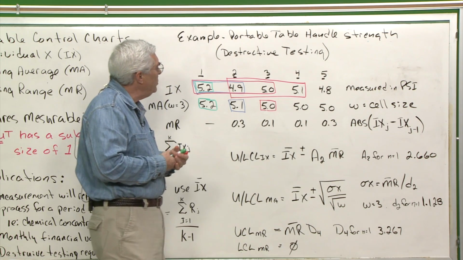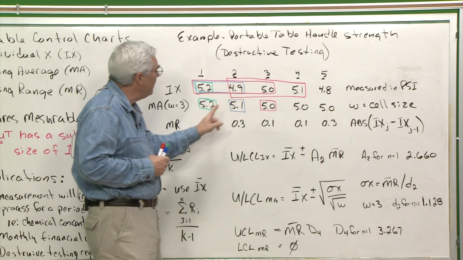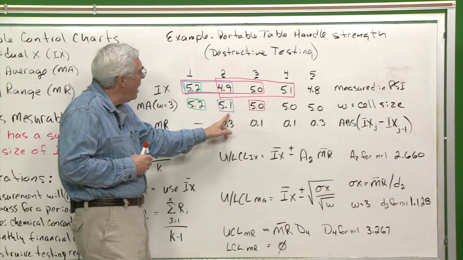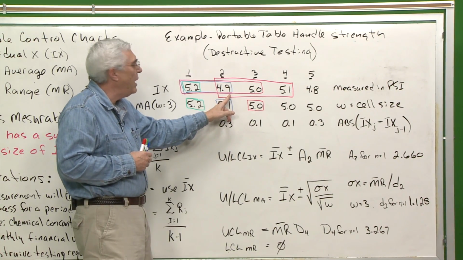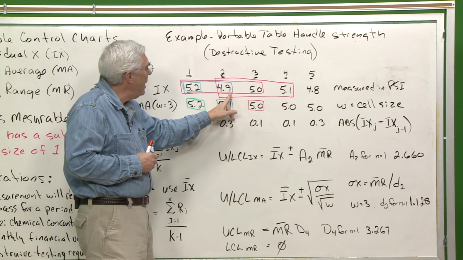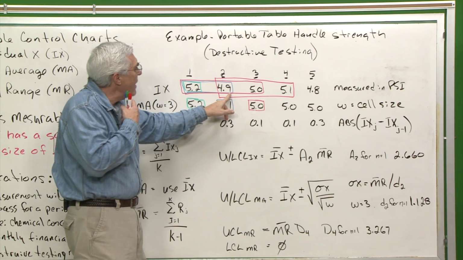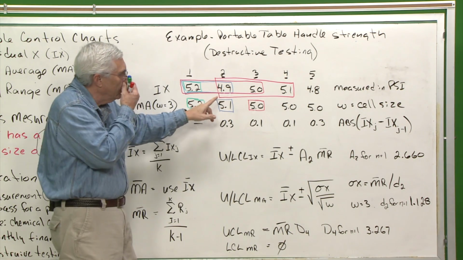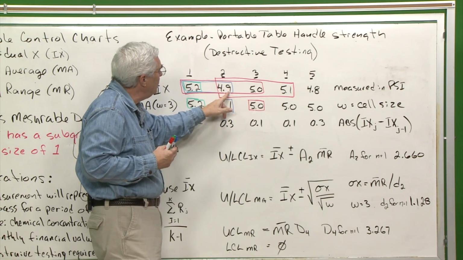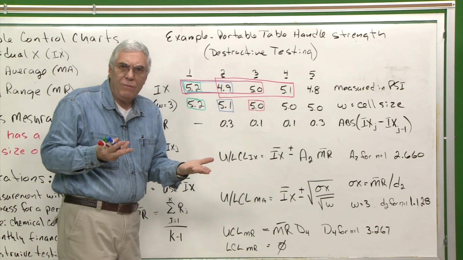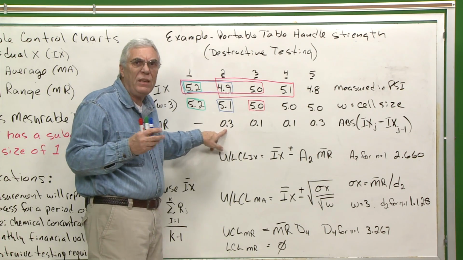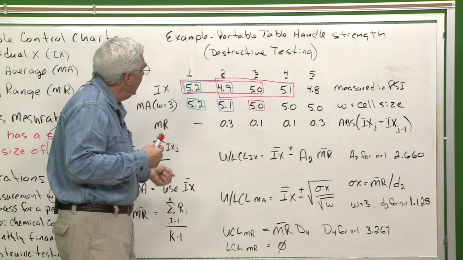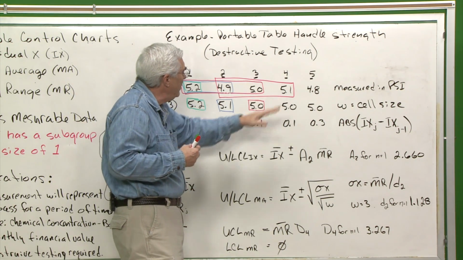So the easiest way to do this, using our notation, is to take Ix sub j, and from it subtract Ix sub j minus 1. So I subtract this one from this one, and that leaves me a negative value of 0.03, but the absolute value function makes it a positive 0.03. Here I'm going to subtract from here to here, and on down the line.